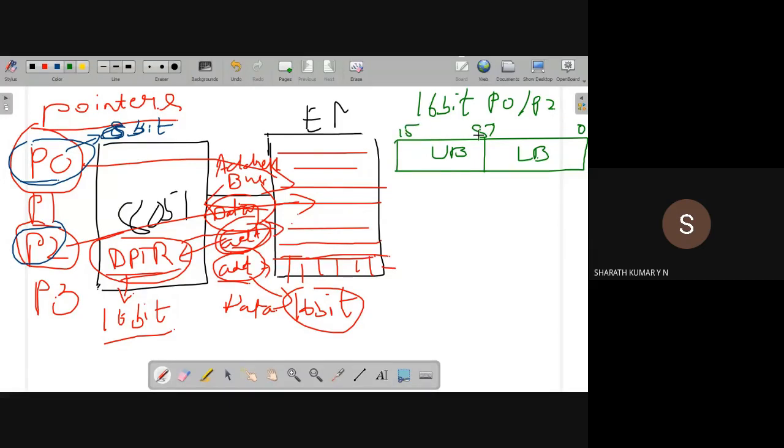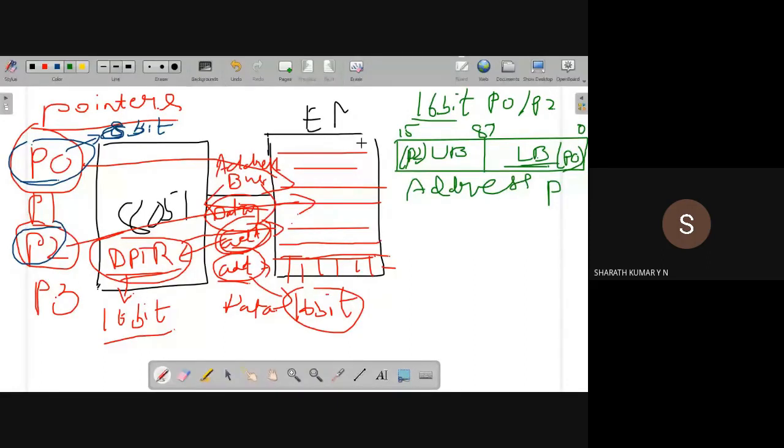The lower 8 bits of the 16-bit address are stored in port 0, and the upper 8 bits are stored in port 2.